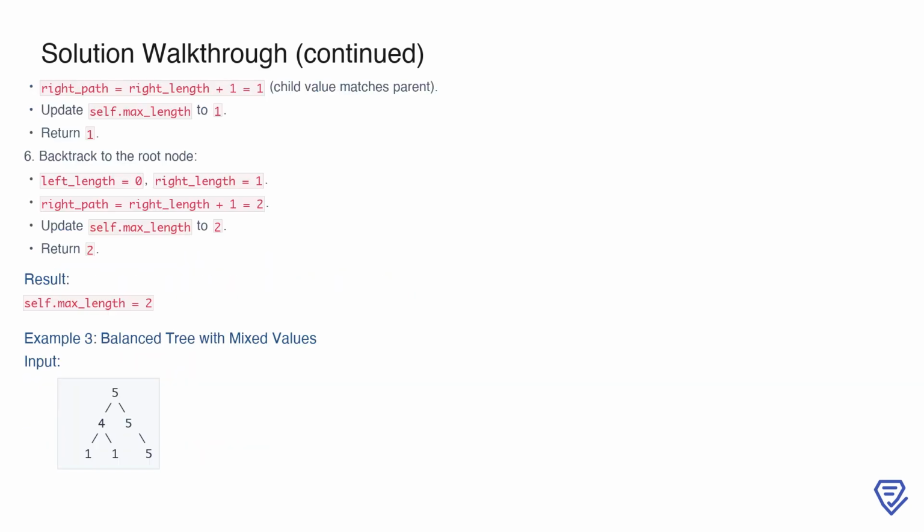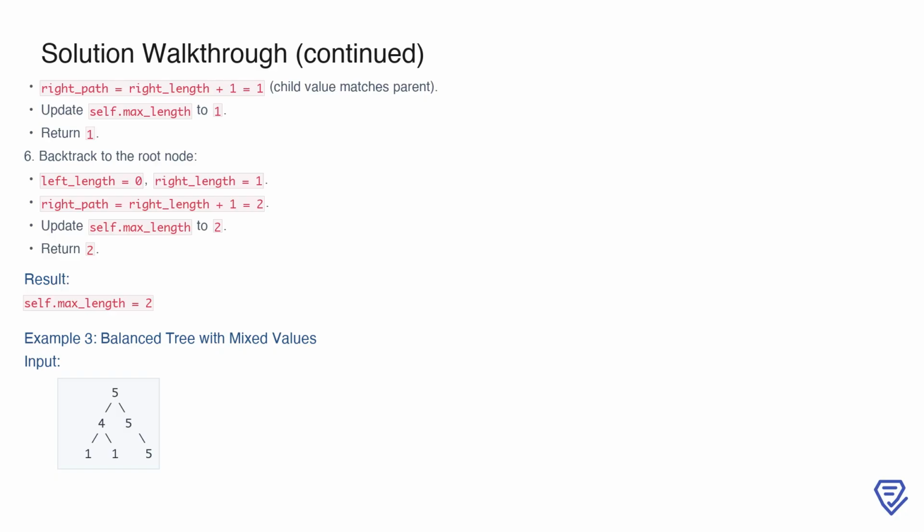At the second node, we determine that right_path is equal to right_length plus 1, which is 1, because the value of the right child matches the current node's value. We then update self.max_length to 1, as this is the longest path encountered so far. The function returns 1 to the previous level.